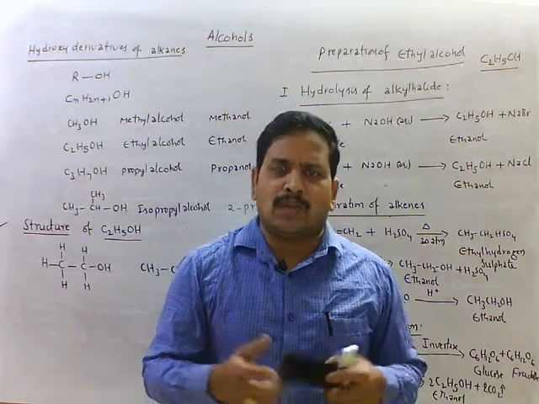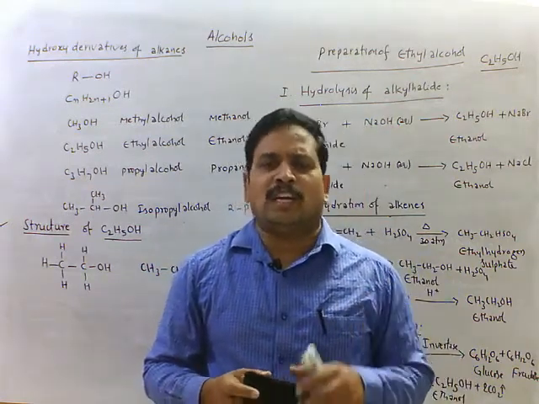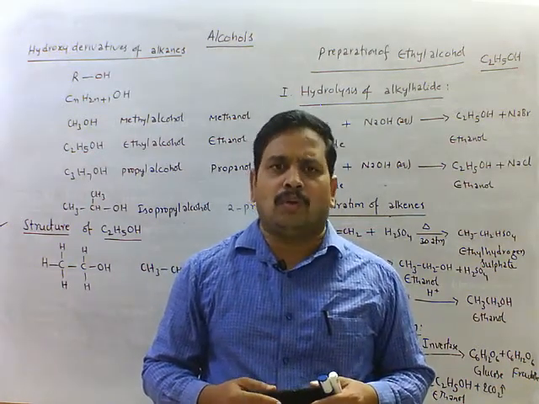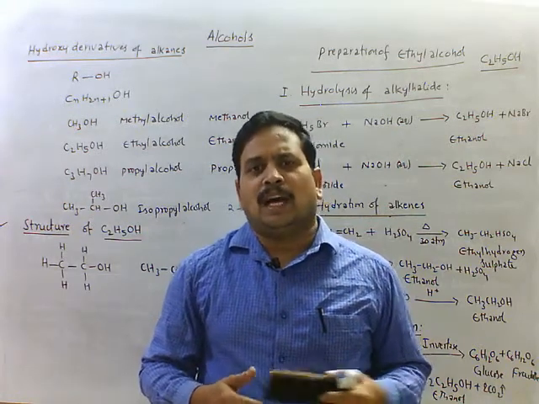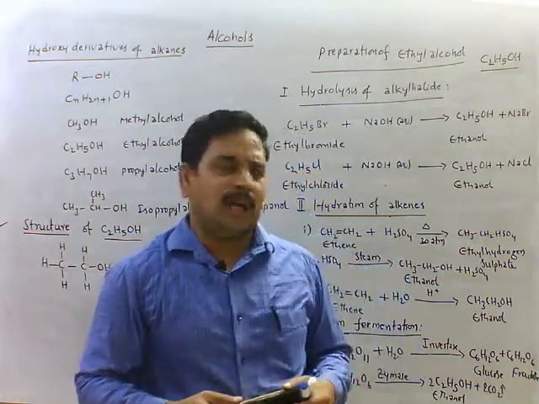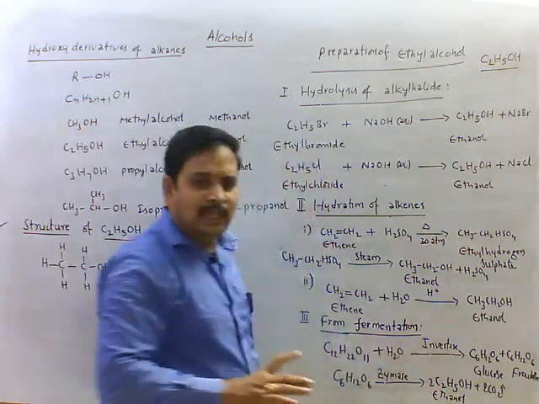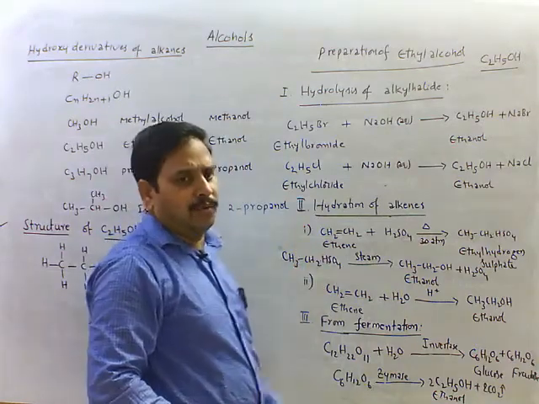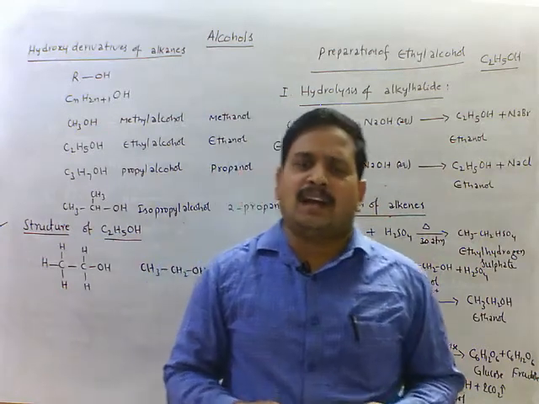In that, we are using molasses containing sucrose. Sucrose is decomposed by invertase to give glucose and fructose, and glucose is further converted into ethyl alcohol and carbon dioxide. These two enzymes come from yeast. This is about the preparation of alcohols, that is ethyl alcohol.